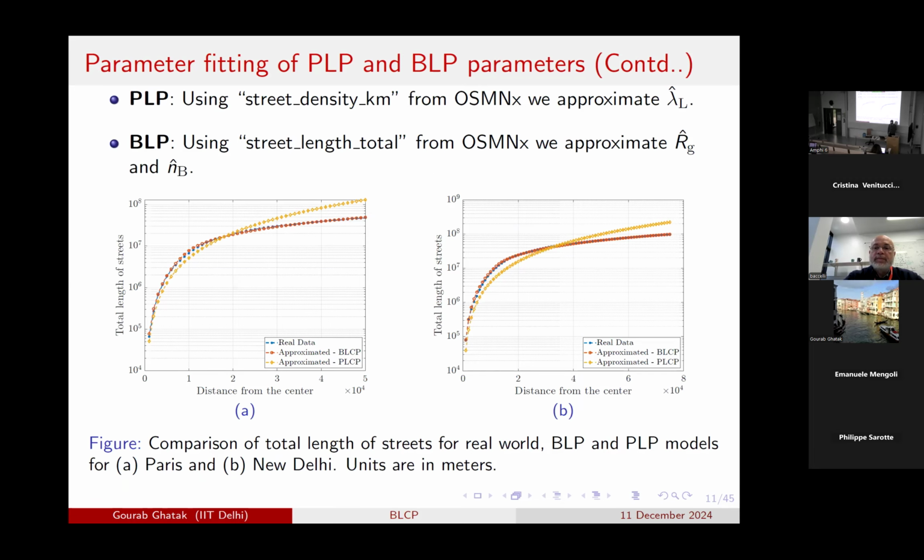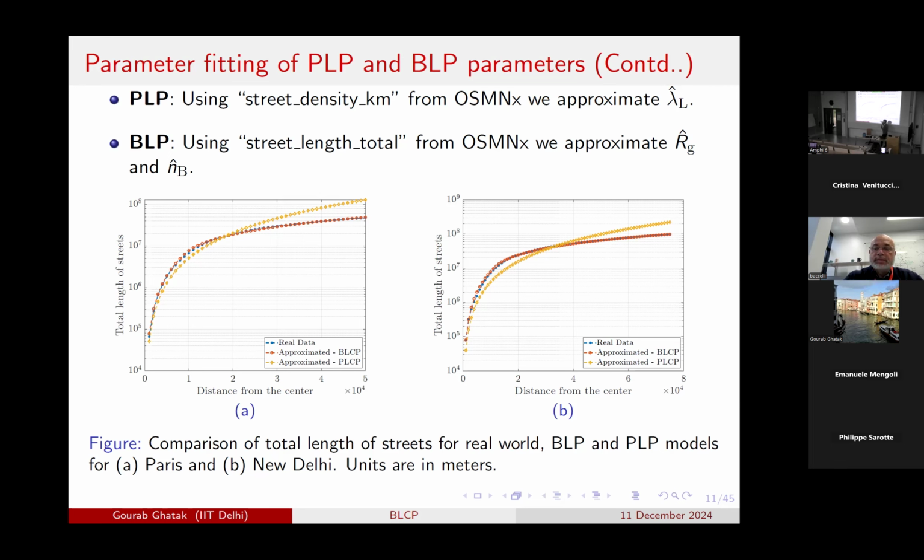So we tried to do curve fitting. We tried to find parameters for the Poisson line process and the binomial line process, which minimize the Kolmogorov distance between the actual street data, which is the length of streets, as distance increases from the center of the city. The units are in meters here. The Poisson line process is more of a single-parameter model, which is the intensity of streets, so there was less flexibility in fitting this data. You would not be able to match accurately what the real data actually did.